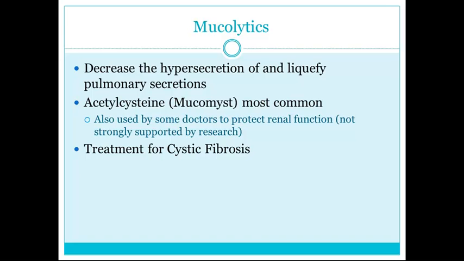Mucolytics decrease the hypersecretion of and liquefy pulmonary secretions. They break chemical bonds in mucus, lowering viscosity. The common medication in this class is acetylcysteine, or Mucomyst. Typically it is given either in a nebulizer or a solution. If it's in a nebulizer, it is important that bronchodilators are given first, about 10 to 15 minutes prior, to dilate the bronchioles to get this medication deeper into the lungs. It is also given in a solution that is drunk by patients and often mixed with Coke to hide the horrible taste.